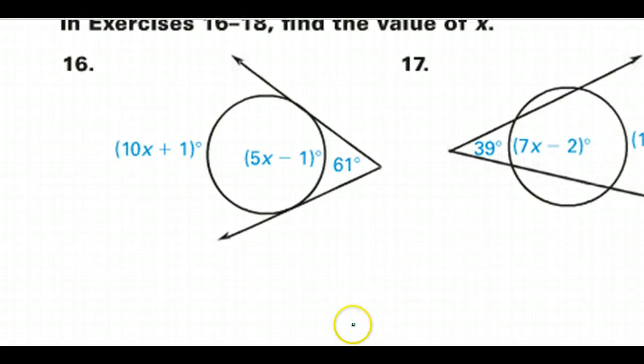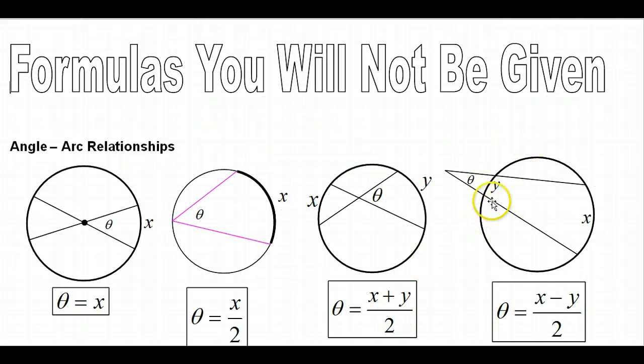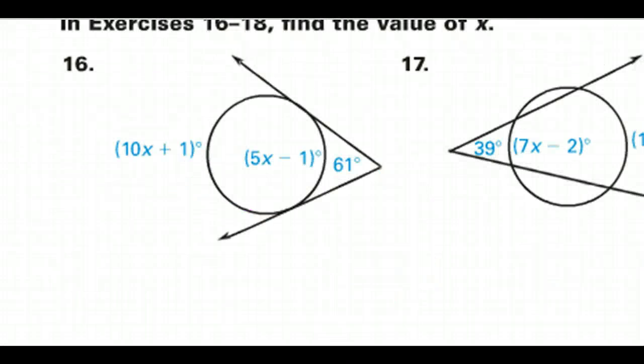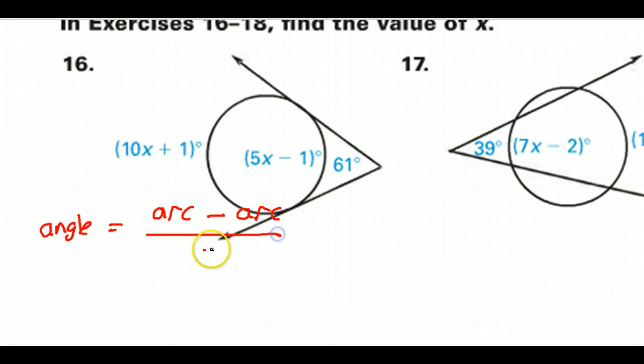Alright, looking at number 16, hopefully it's obvious to you that we're in this fourth situation with the angle going outside of the circle. So we're going to do angle equals arc minus arc divided by 2. So let's go ahead and set that up. So it's going to be just like this. We're doing angle equals arc minus arc divided by 2. So the angle is 61. So this is going to be 61 is equal to.